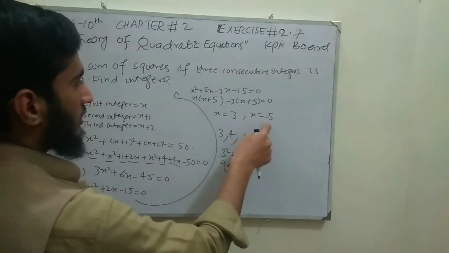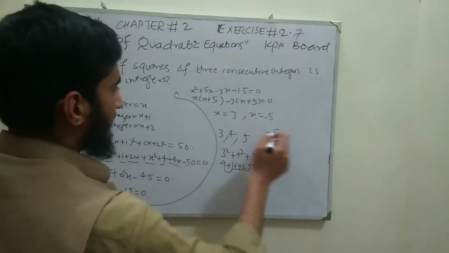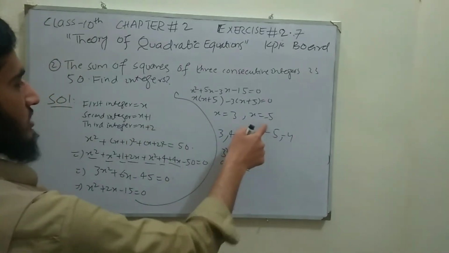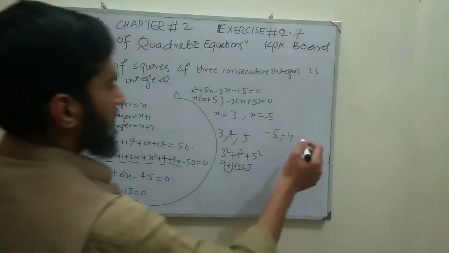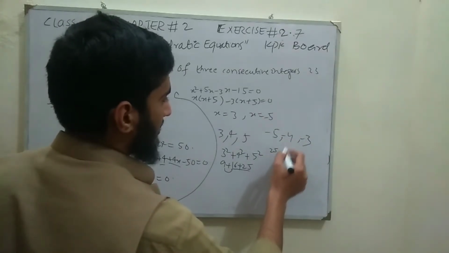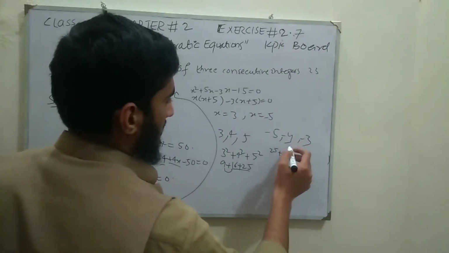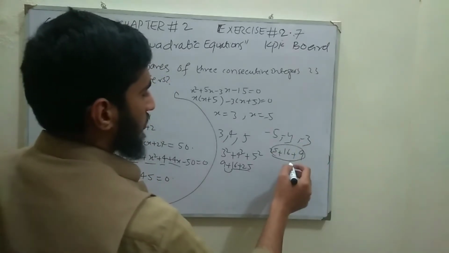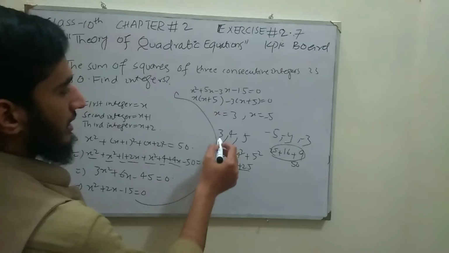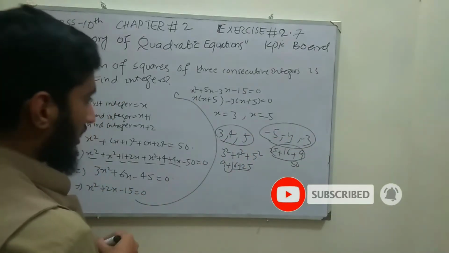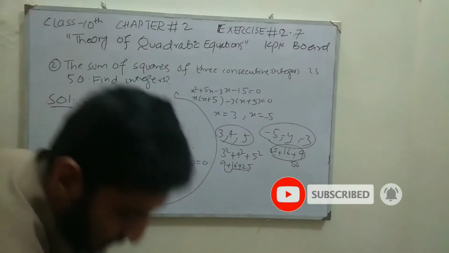So taking x is equal to minus 5, put here: minus 5 plus 1 gives us minus 4, and minus 5 plus 2 gives us minus 3. Taking the square and sum, 5 square gives us 25, plus 4 square gives us 16, and plus 3 square gives us 9. So it also gives us 50. It means that the numbers are 3, 4, 5 or minus 5, minus 4 and minus 3.